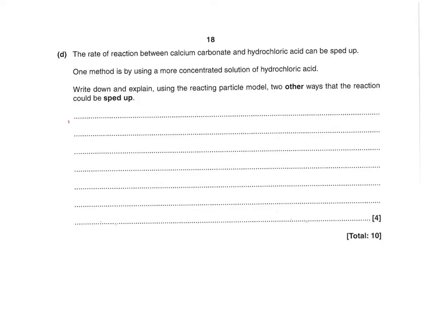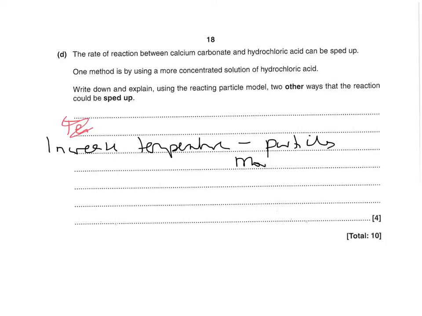So the other 2 ways is, don't just write temperature. You've got to say how to increase the reaction rate. So you need to put increase temperature, and there you can say that the particles move faster or the particles have more energy. And therefore there's going to be more frequent collisions. You could say increase surface area, and that would mean more frequent collisions.